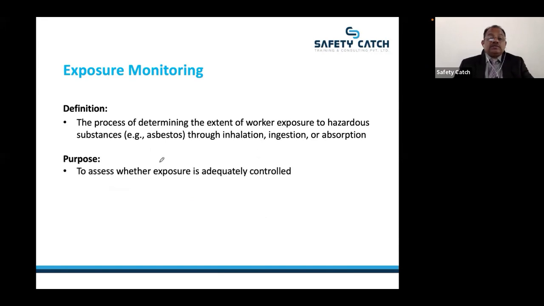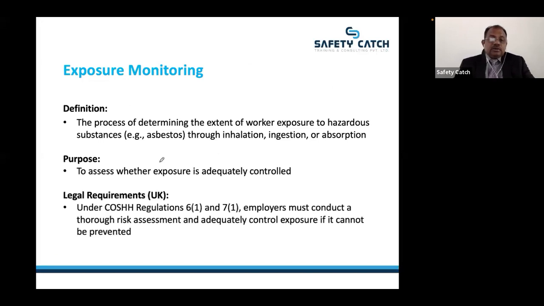Purpose is to assess whether exposure is adequately controlled or not. Otherwise, if you don't measure, you don't monitor. If you don't monitor, you cannot control. So as per the COSHH regulation 6.1 and 7.1, you can note it down. Under the COSHH regulation sections 6.1 and 7.1, employers must conduct a thorough risk assessment and adequately control exposure if it cannot be prevented.